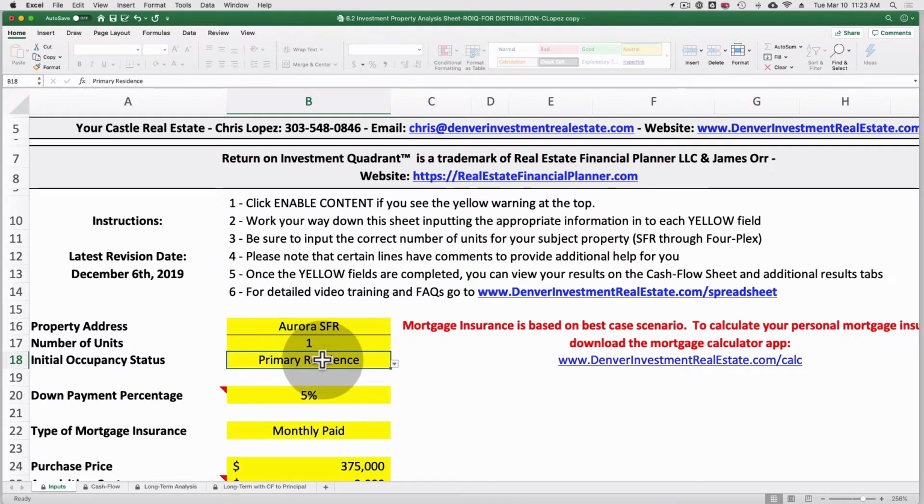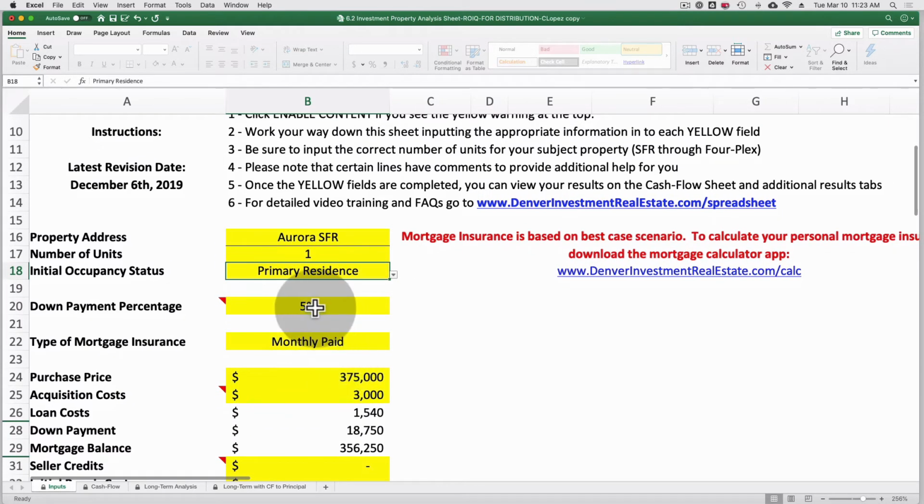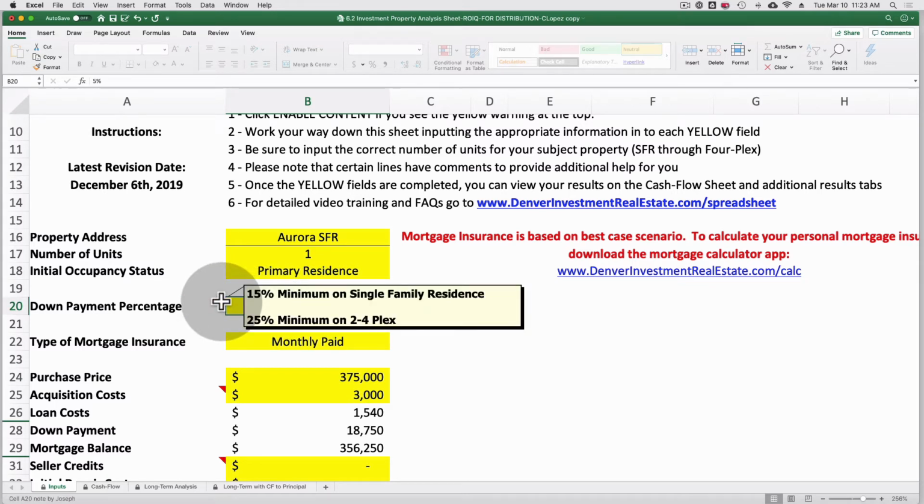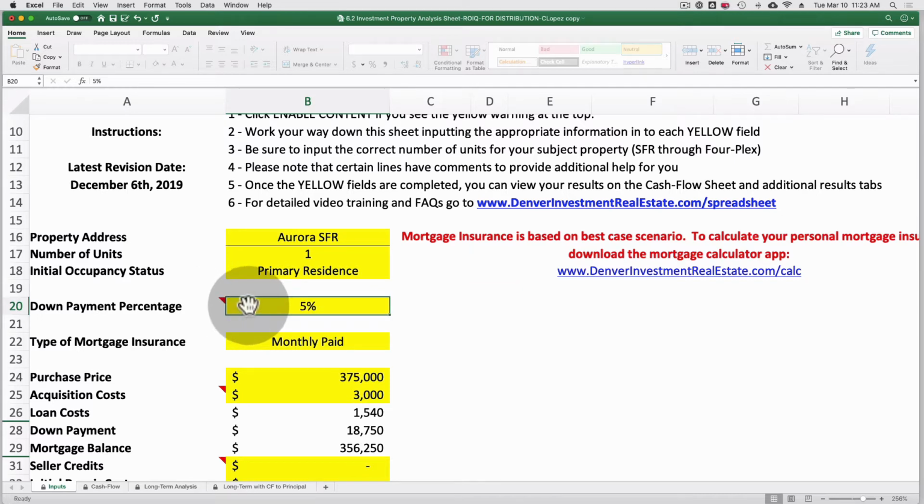And this is a primary residence, I believe, right? They're planning to live in the property? Yep. Okay. And how much did they put down? It was 5%. 5%. All right, 5%. If you highlight over this little yellow icon, this is going to talk about your investment down payments. 15% minimum for single family, 25% minimum on a multi-unit. If you're living in the property, then it is just a minimum of 5% down to do a conventional loan.